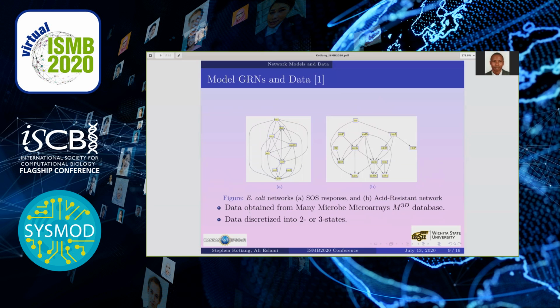We obtained our data from the M3D database. This compendium data consists of 466 sample points obtained under various experimental conditions. Then for computational efficiency, we discretize the data into 2 and 3 logical states of discretization for analysis.